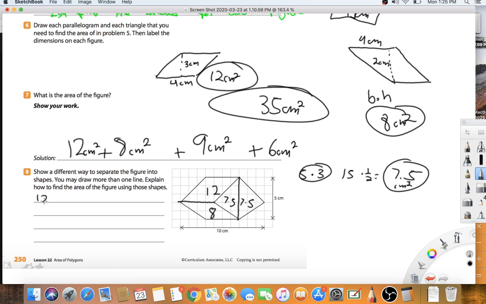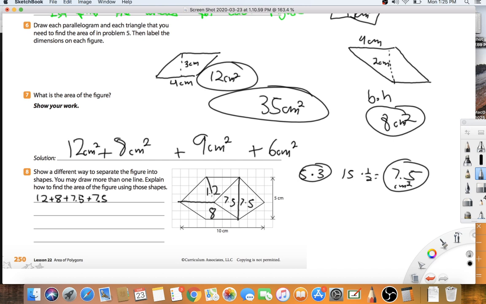So this way I would have to add up these areas like this. I just made the triangles different. I didn't separate the parallelograms that much. But that's fine. It said show a different way to separate the figure into shapes. You may draw more than one line. We drew 2 lines. Explain how to find. Yeah, this is fine.